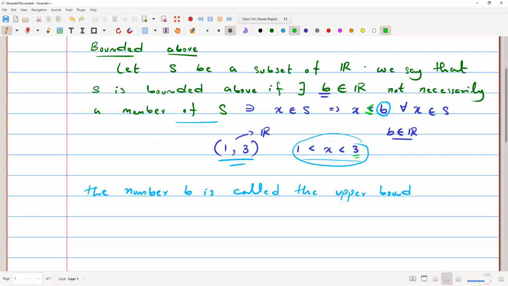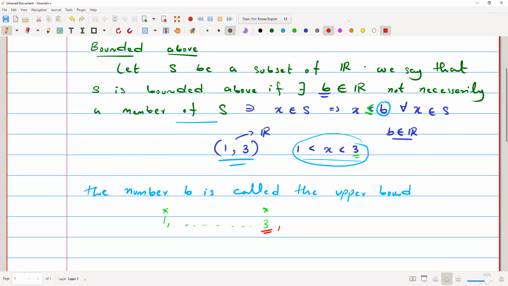So x is less than or equal to the number B. For instance, if we talk about this set (1, 3), it contains all the numbers between 1 and 3, excluding 1 and 3. So 1 is excluded, 3 is excluded. So it's an open interval. And we can see that the biggest number in this set is less than 3, right? Because this 3 is not included in the set. So this 3 is the upper bound of the set, the element that is largest of all the elements in the set.